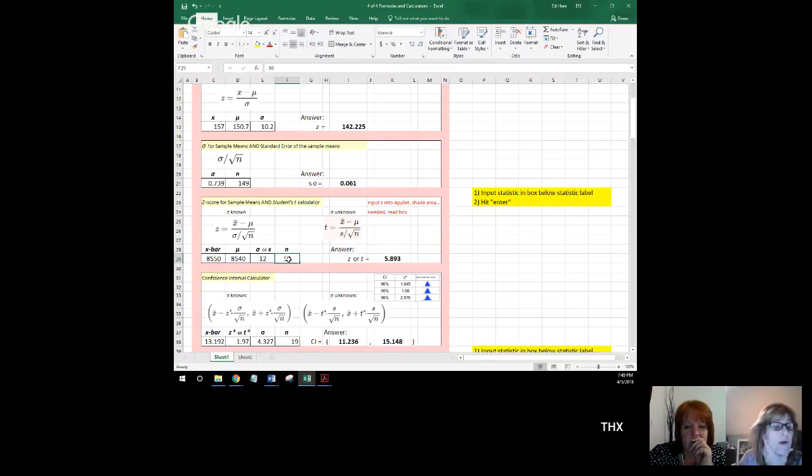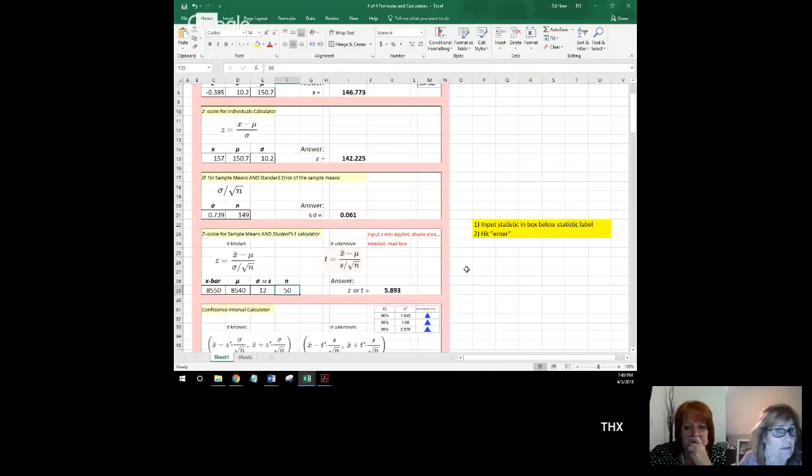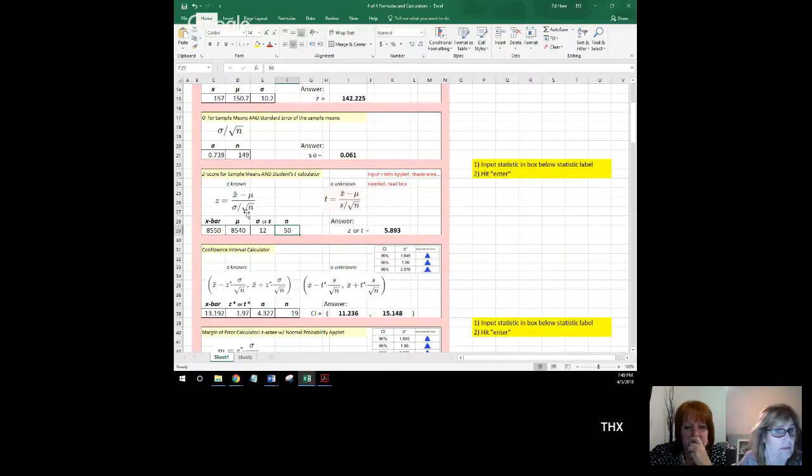All right, so what part of the spreadsheet are you on? Close to the top. The Z, find the percentile when Z is unknown, that one? No, I was on about line 23, I think. Z score for sample means. And student T calculator? Yeah.